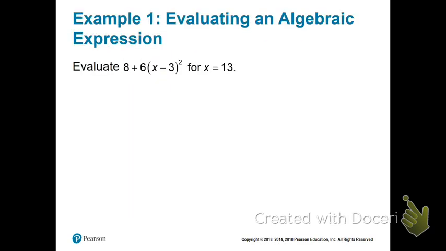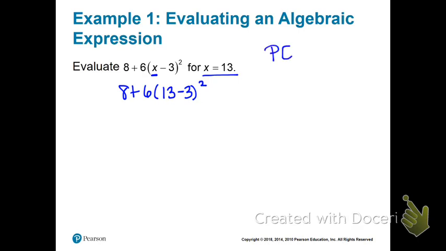Alright, so in example 1 here, let's evaluate an algebraic expression. So we're going to evaluate this here, 8 plus 6 times x minus 3 squared for x equals 13. And so since we know what x is equal to, we're going to take any x that's in the expression and replace it. So we got 8 plus 6 times, we said we're going to replace x with 13, minus 3 squared. Excuse me, and we're going to simplify that.